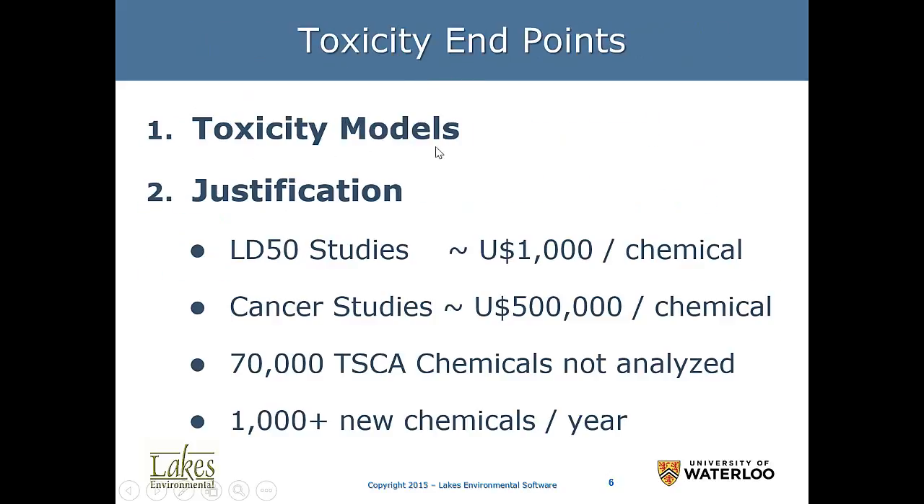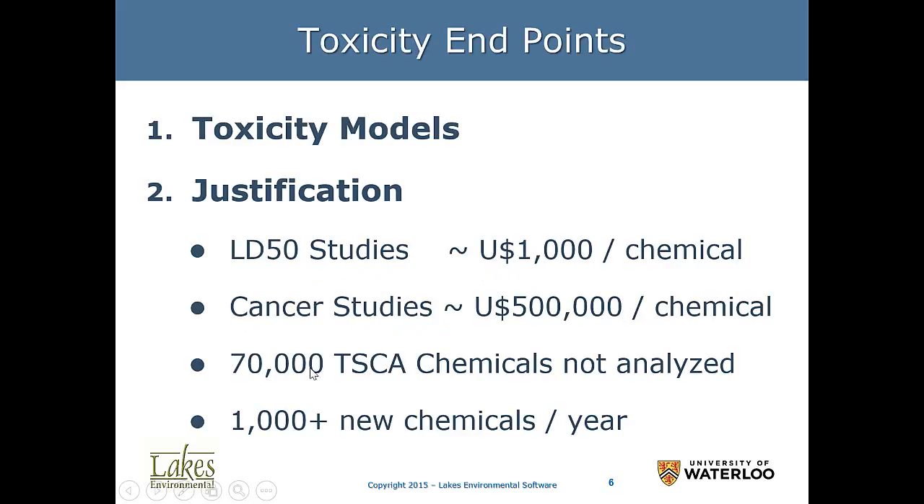Toxicity models are a type of models that are used such that we can predict what kind of impacts will happen. Now we need these models because every year thousands of chemicals are being developed or discovered, and we cannot do extensive toxicity studies. So, for example, to do a lethal dose that will kill 50% of the subjects, this is LD50, it costs $1,000 per chemical. However, to do a complete cancer study, it will cost at least $500,000.